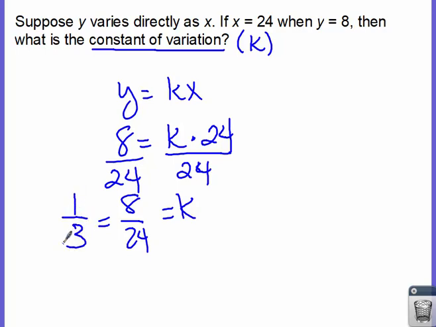And that's how we do direct variation. All we're trying to do is find the constant of proportionality, and then use that constant of proportionality to find a missing part, because everything is increased or decreased proportionally.